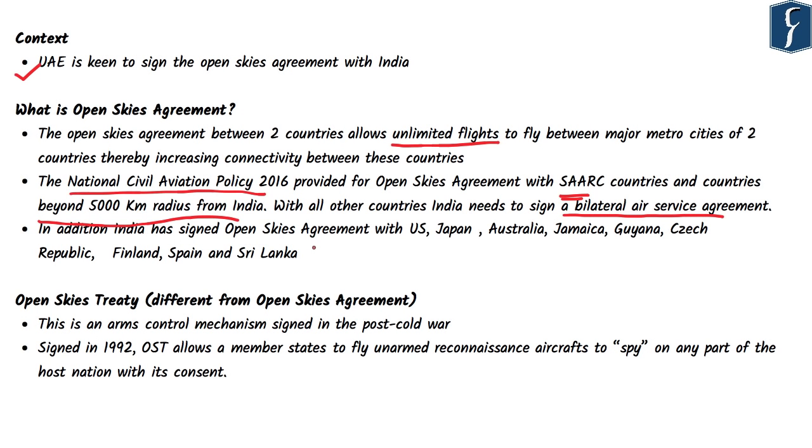This kind of bilateral agreement India has with many countries like US, Japan, Australia, Jamaica and others. There is a similar term called Open Skies Treaty. Don't confuse this with Open Skies Agreement. Open Skies Treaty is different from Open Skies Agreement. Basically, this was an arms control mechanism signed in the post-Cold War era. The purpose was to allow the signatories of the treaty to fly unarmed aircraft to spy on any part of other member countries. Basically, this was a confidence-building exercise in the post-Cold War era. You just have to remember that India is not party to this.